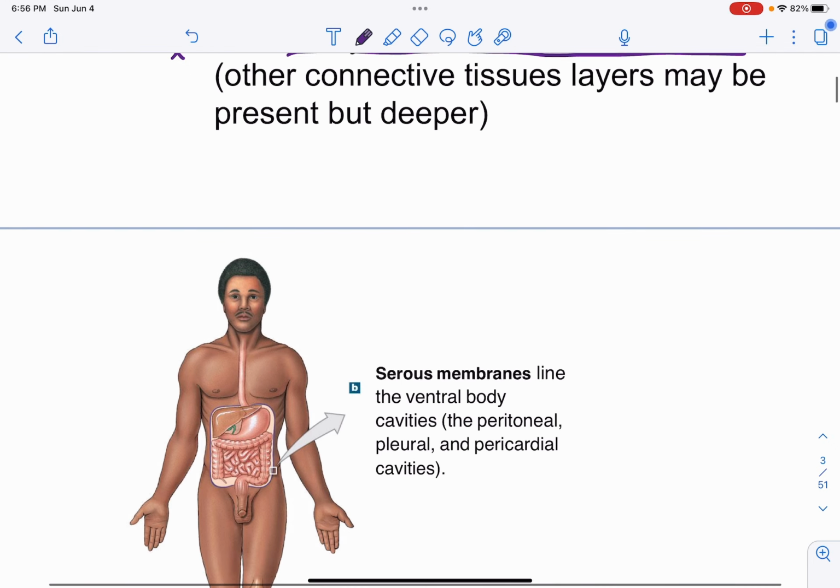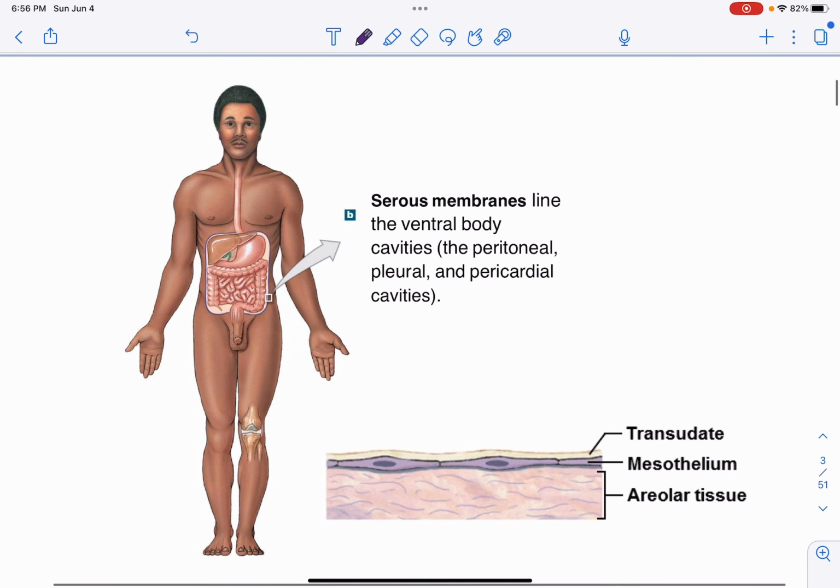All right, there are 4 different types of membranes in our bodies, and we've encountered a couple of these already. So in our very first lecture, we talked about serous membranes. And we talked about how these serous membranes cover and line serous cavities of the body. So for example, we talked about the serous membrane that covers the heart.